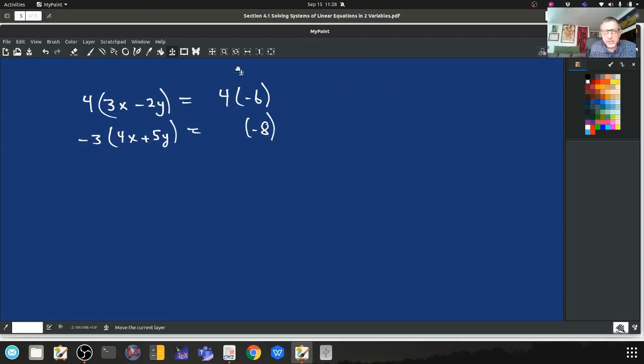So this is going to give 4 times 3x is 12x. 4 times minus 2y is minus 8y. And 4 times minus 6 is minus 24. Minus 3 times 4x is minus 12x. Minus 3 times 5y is minus 15y. And minus 3 times minus 8 is 24. Oh, how nice of them. So now we're going to do vertical addition.